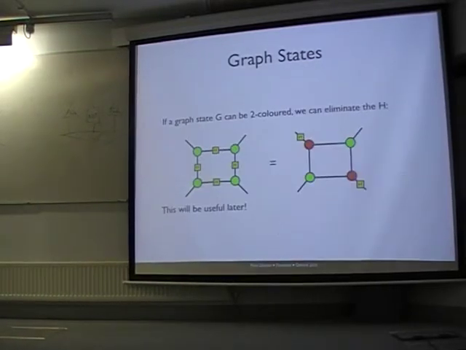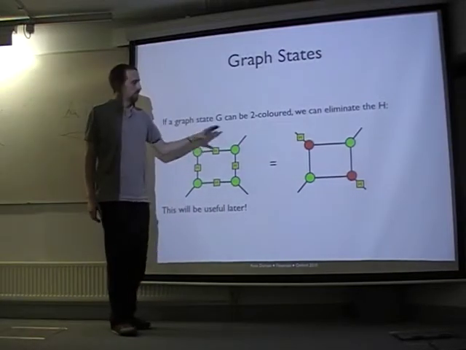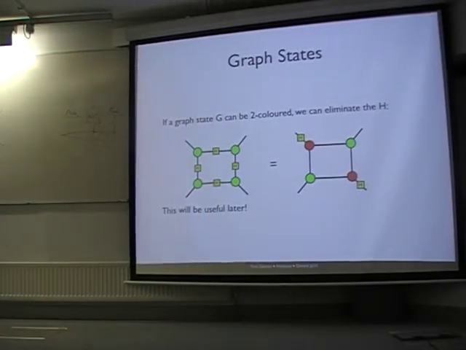Interestingly, if it's a two-colorable graph, you can move all the H's to the outside using this computation rule, and you have a nice expression of two colors, which will make some of our pictures a bit simpler.